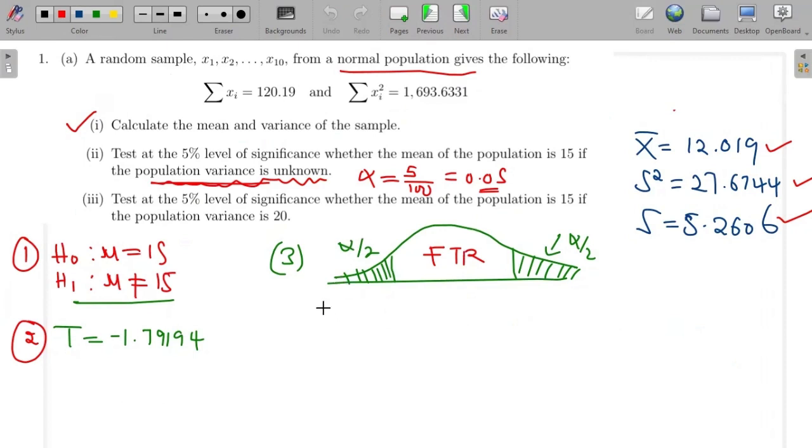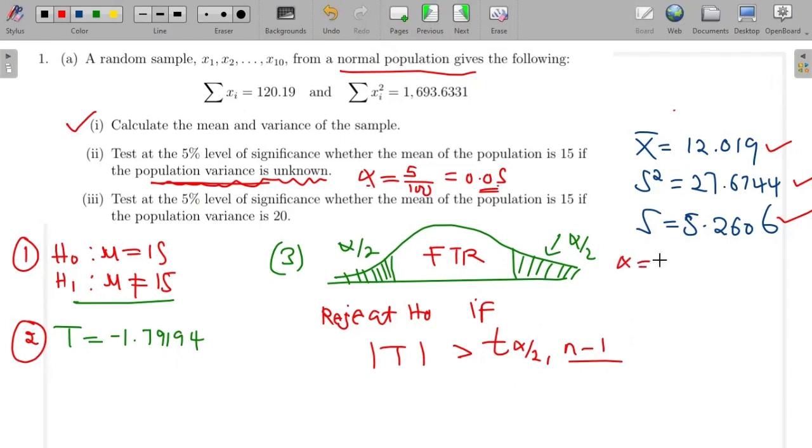It's going to be, I reject H naught if the modulus of T is greater than the T value from the table. So this T value from the table is going to have this alpha over 2, and then comma, n minus 1. So this n minus 1 is just the degrees of freedom. Now remember, my alpha was 0.05, I mean. So meaning that my alpha over 2 is going to be 0.05 divided by 2, which gives me 0.025 like this.